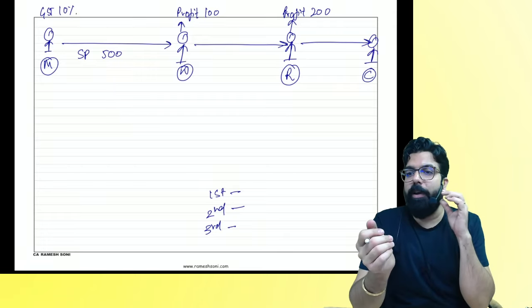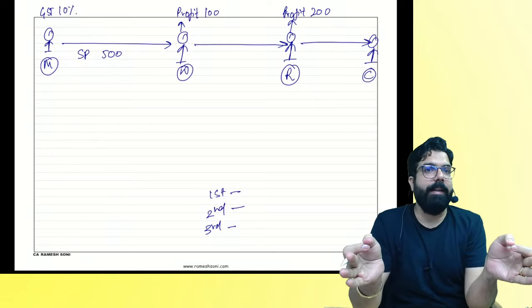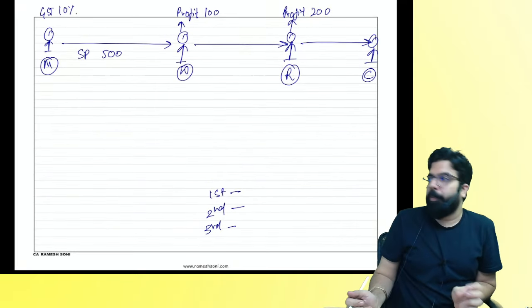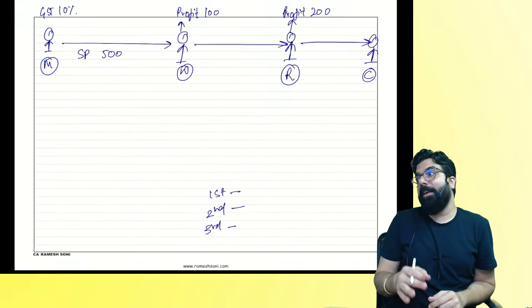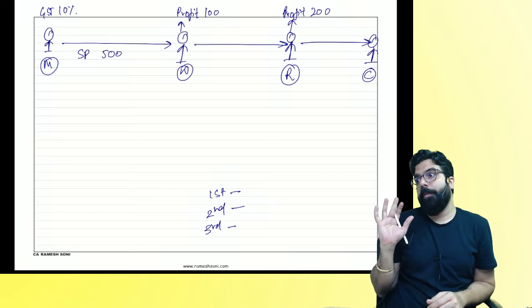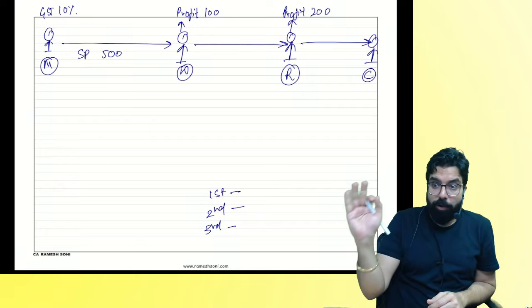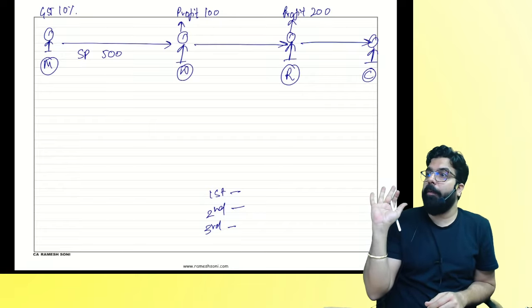Are we all done, everyone? People sitting in the class, are we all done? Chalo, tell me one thing. This is the ultimate thing which you have to learn. You know this means you are done. So if you have any doubt, you have to tell me. Can I go ahead, everyone?